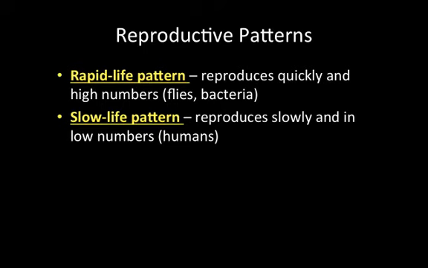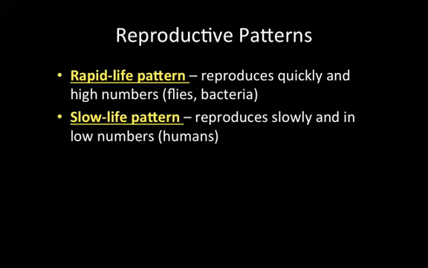There are several different life patterns that are based upon different organisms. One of them is called the rapid life pattern. And these organisms reproduce very quickly and in high numbers. And these are typically organisms that don't have a very long lifespan and have a very high mortality rate. That is, they die in very large numbers.